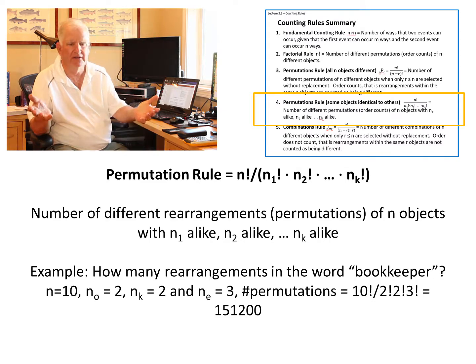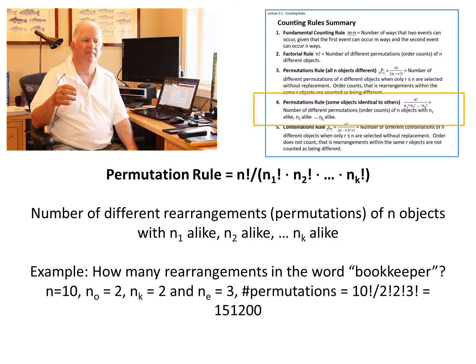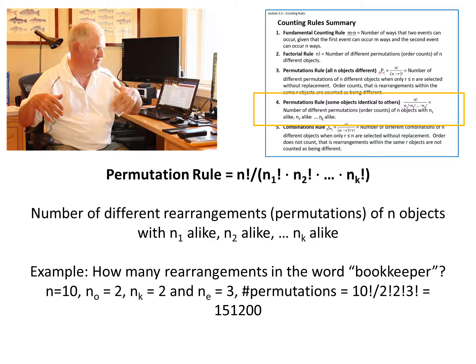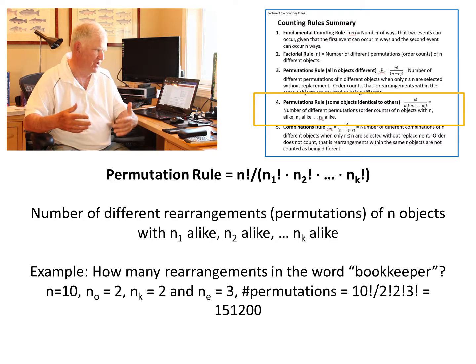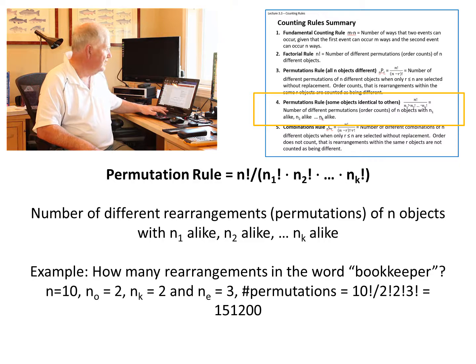So if you just say 10 factorial, you've got a factor of 2 copies, if you will. Same thing with the K, and then with respect to the E. The E's, there are 6 different rearrangements of those 3 E's. So if you want to factor out those duplications, you have to take out 2, 2, and 6 for the O, the K, and the E.